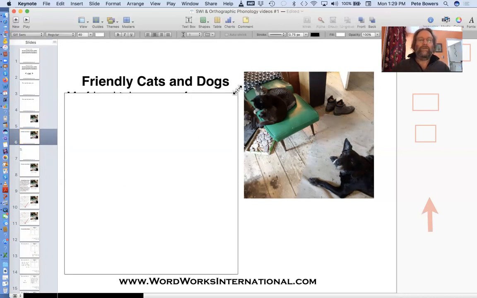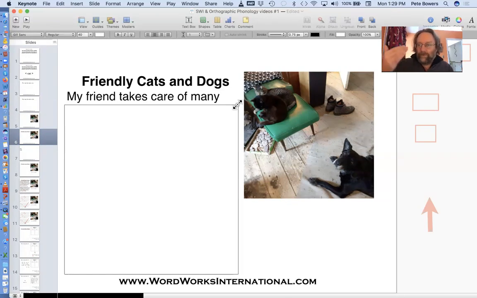So here's the story. Here's the title: Friendly Cats and Dogs. And then I read it out loud and I'm following along, having the kids read along with me just in their heads. And then after I read through it, we'll come back and look at some things.